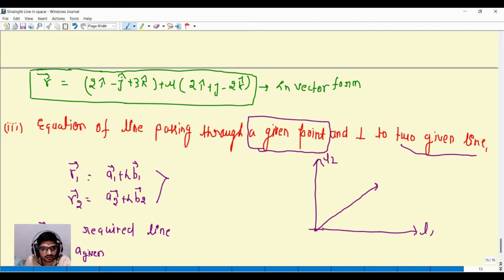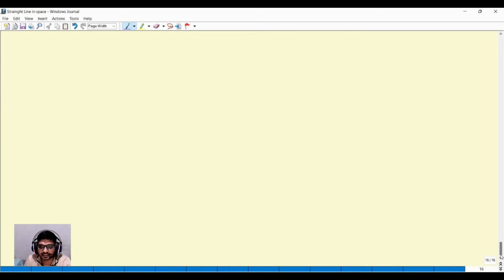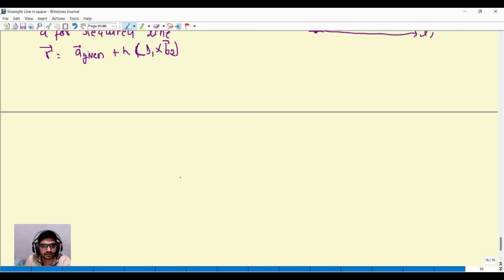A given plus lambda b1 cross b2, okay. This will be the required equation of the lines, okay. So let's take an example and then do the questions on that.